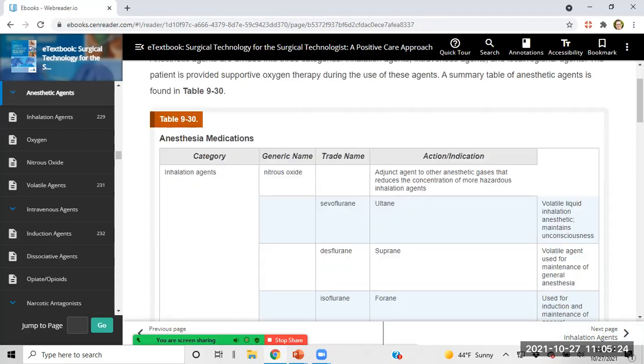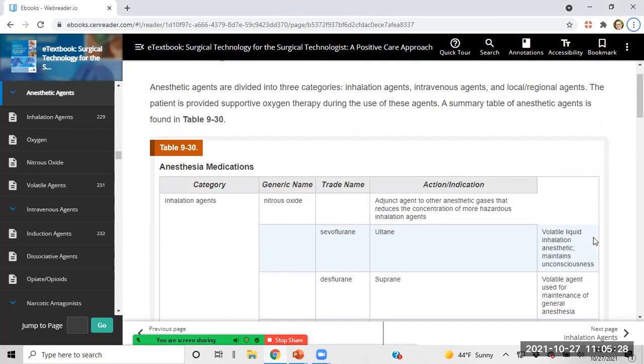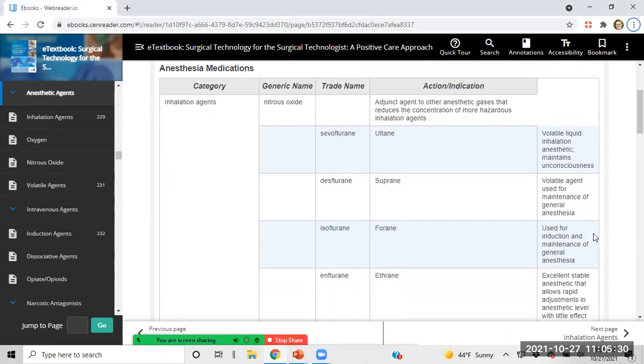All right, so here are some of the agents that are going to be used in the anesthesia process. Nitrous oxide is added to a lot of the different gases because it reduces the concentration, because nitrous oxide is very thin and it can get through tiny areas. It helps carry the other gases along, so the other gases are not needed at such high doses.